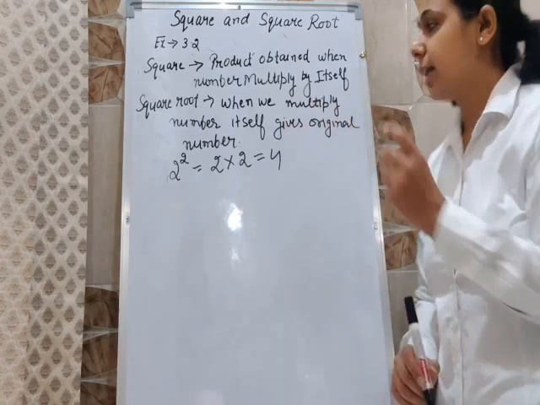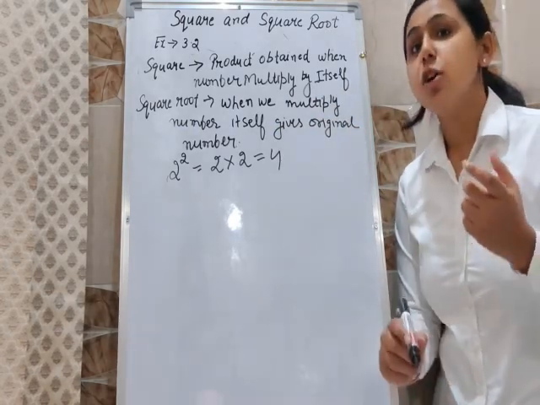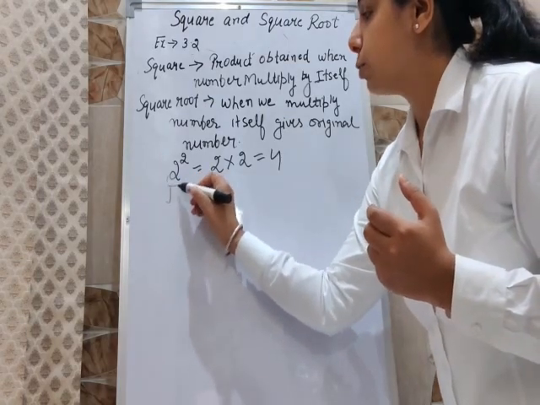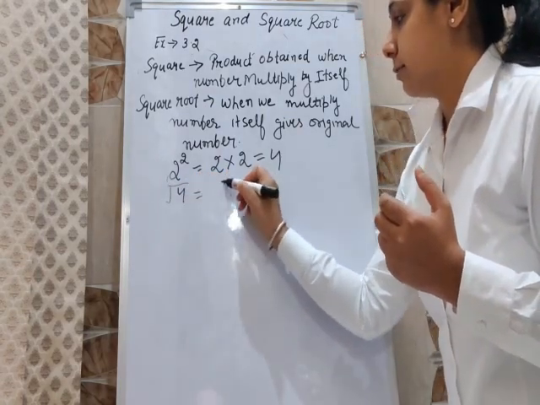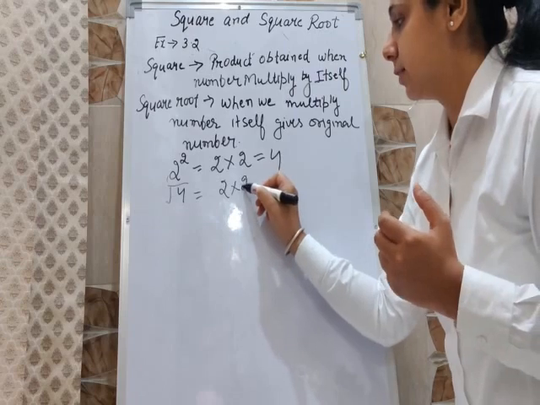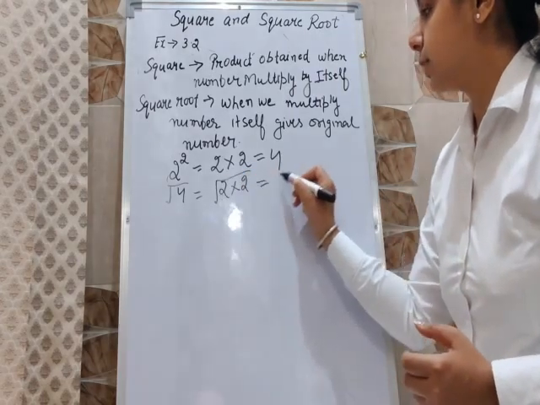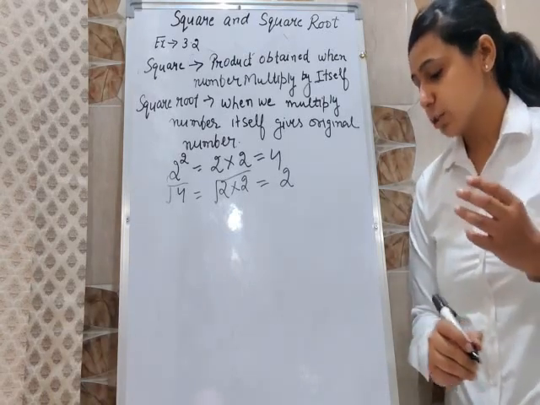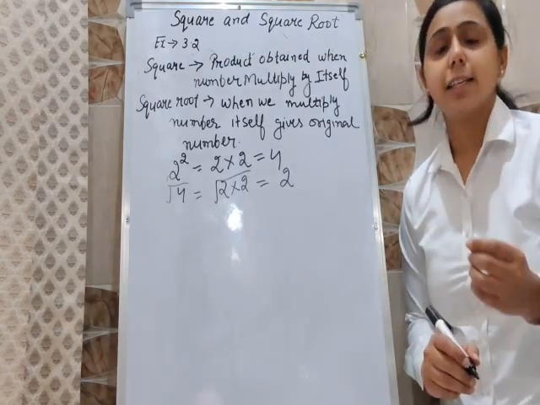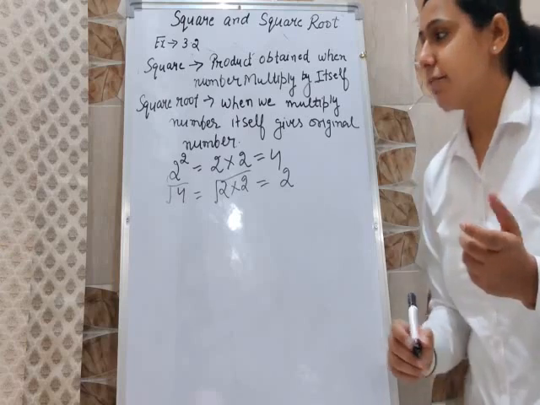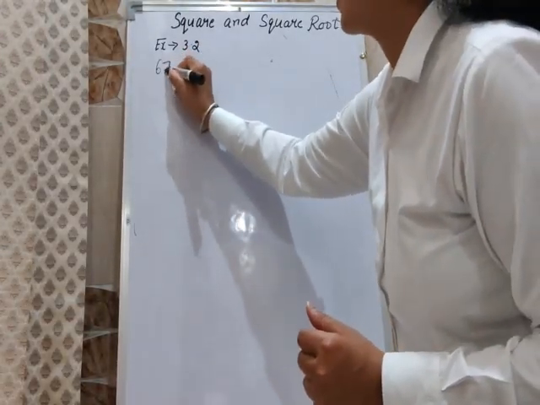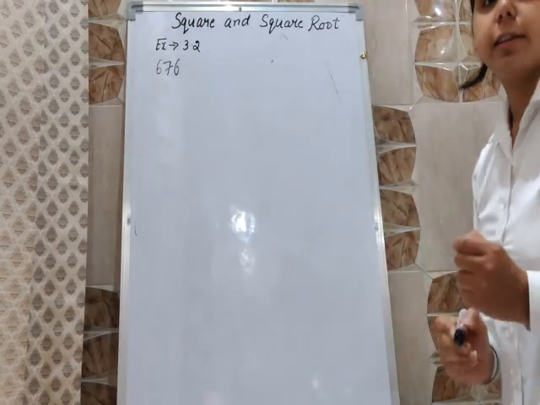When we multiply a number by itself, that gives the original number. Which means if I want to find the square root of 4, make the factors. So the square root is 2 here. Let's start from the first question. Our first question is to find the square root by using prime factors. We have to find the square root of 676 by using prime factors.